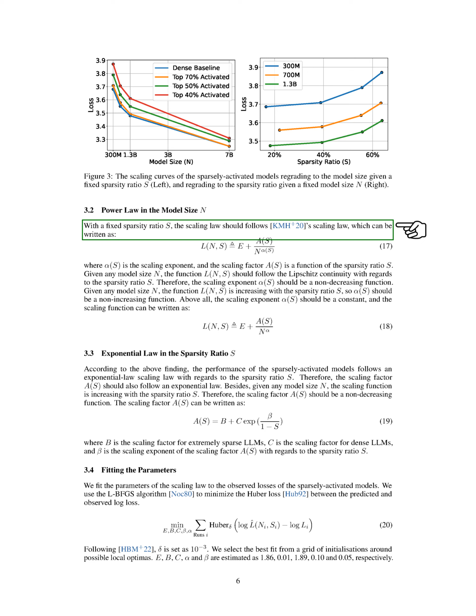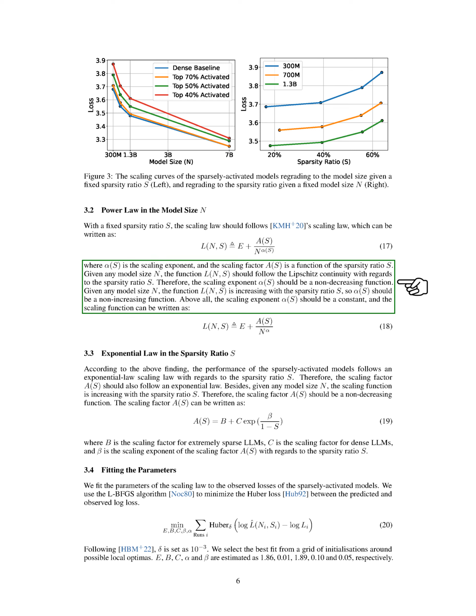Finally, with a fixed sparsity ratio, the scaling law aligns with the previously mentioned scaling law, where the scaling exponent is a function of the sparsity ratio. For any given model size, the performance function should exhibit Lipschitz continuity concerning the sparsity ratio. Thus, the scaling exponent should be a non-decreasing function, while the performance function should increase with the sparsity ratio, indicating that the scaling exponent is a non-increasing function.